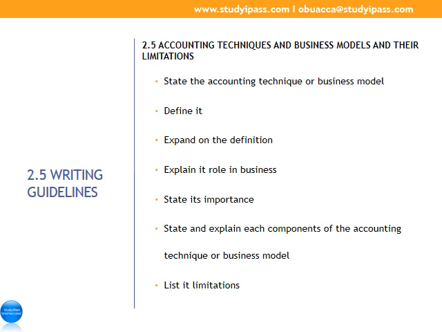We state the title 2.5, accounting techniques and business models and their limitations. Then we state the accounting technique or business model, define it, expand on the definition, explain its role in business, state its importance, state and explain each component of the accounting technique or business model, and list its limitations. So you remember, you do it for each of the accounting techniques and business models I have identified, and the ones you have selected out of the ones I've identified.